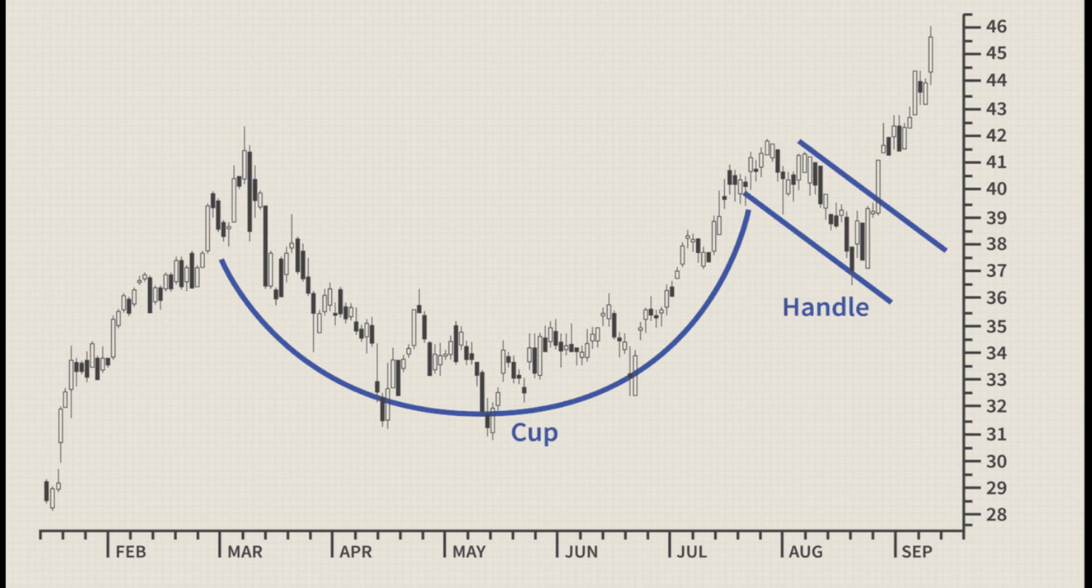This could be a solid example of a continuation cup and handle pattern. You can see the stock is in an uptrend and it goes into a consolidation phase where it forms the cup and handle pattern. And when price breaks above the consolidation phase, then you might be able to see a continuation of the trend. So this could be the classical example of a continuation cup and handle pattern.